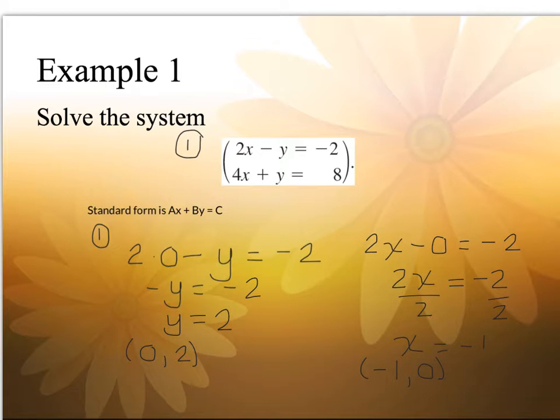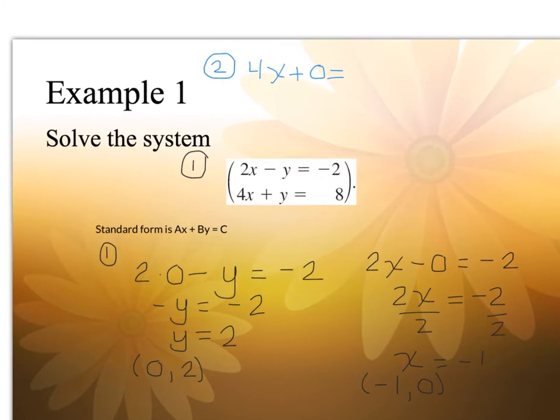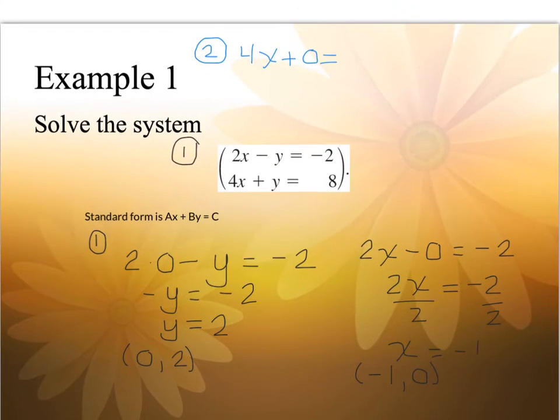Now we need to do the same thing for our second equation. So to find the x-intercept, I'll plug 0 in for y and solve for x. And what I'll find is 4x equals 8, so x must equal 2. So when I substituted 0 in for y, I found x was 2.